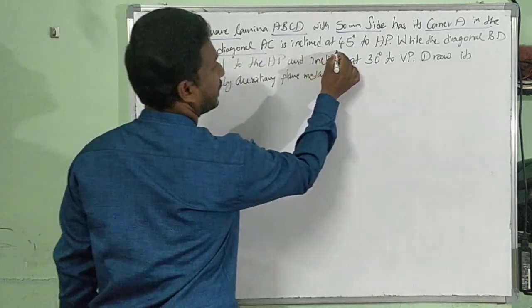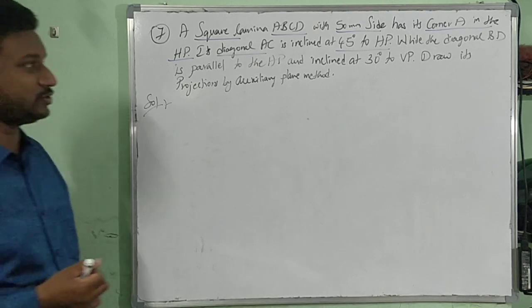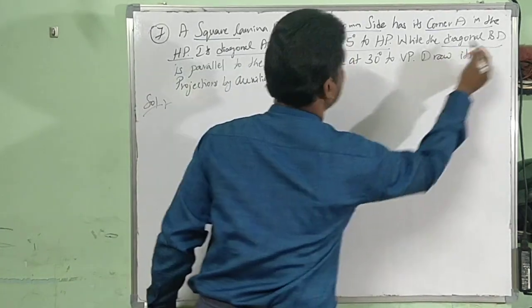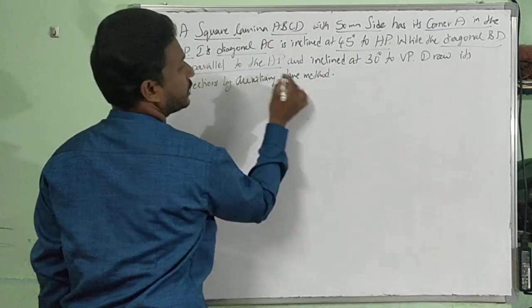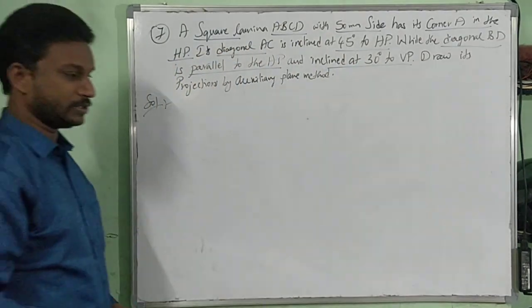Diagonal AC is inclined at 45 degrees to HP, while the other diagonal BD is parallel to HP and inclined at 30 degrees to VP.